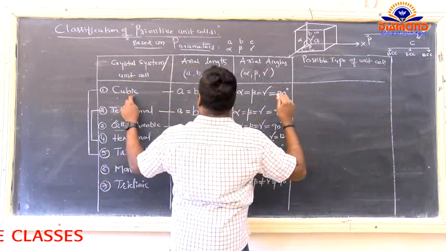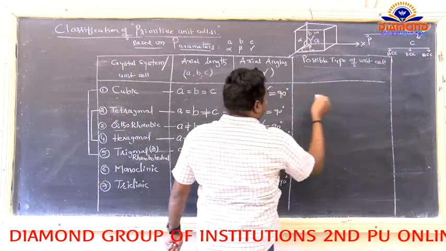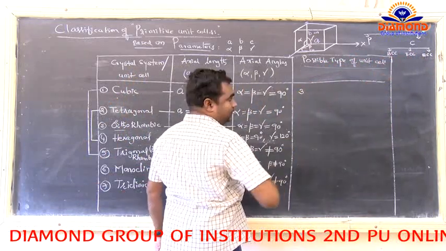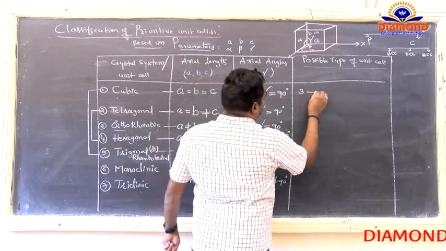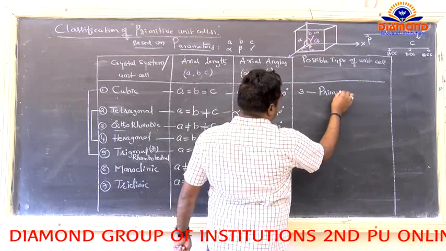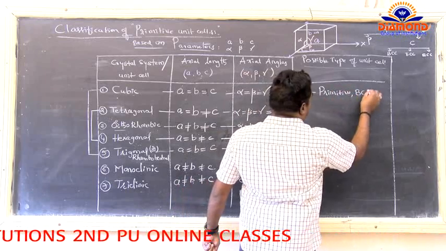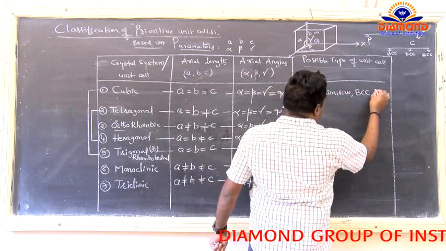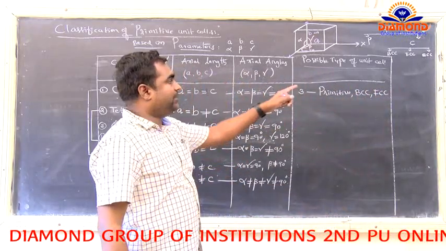So here the cubic has three types of arrangements, the possible types of arrangements. So what are they? The first one is primitive. The second one is BCC, body centered cubic unit cell. The third one is FCC, the face centered cubic unit cell.